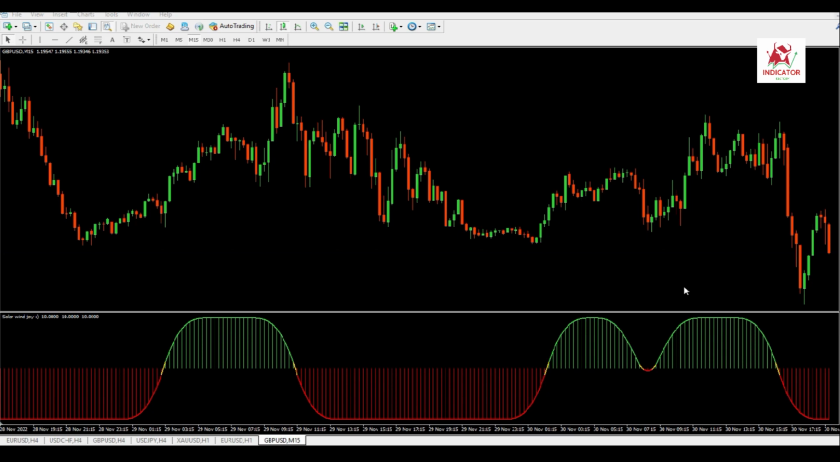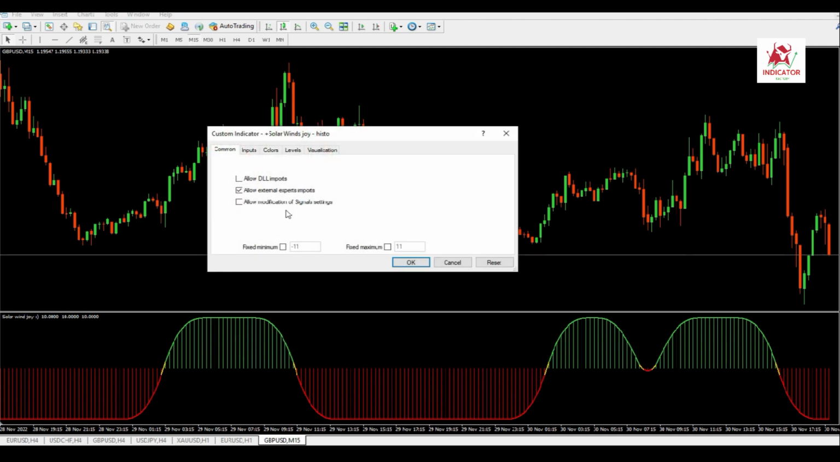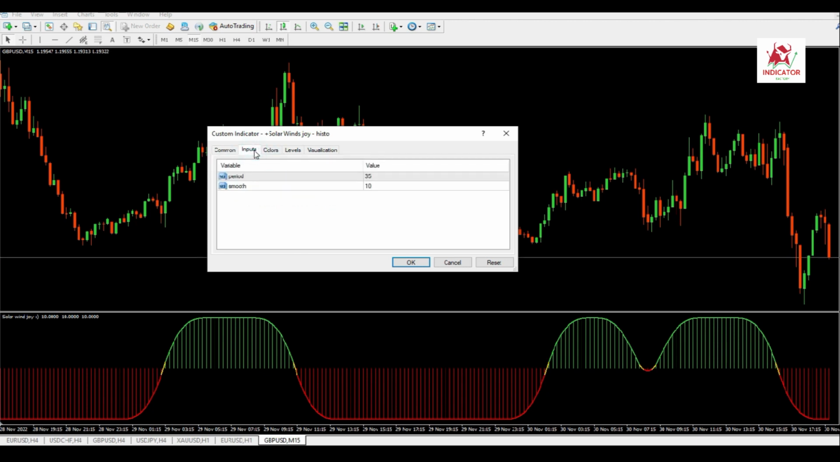Solar Wind Joy is a technical indicator comprised of a bullish, green zone and a bearish, red zone. It is an oscillator that attempts to forecast the trend reversal and also tells you the strength of the trend. The Solar Wind Joy indicator can be used for trading forex, stocks, commodities, indices, cryptocurrencies and any other trading instrument that you can load in your trading platform.